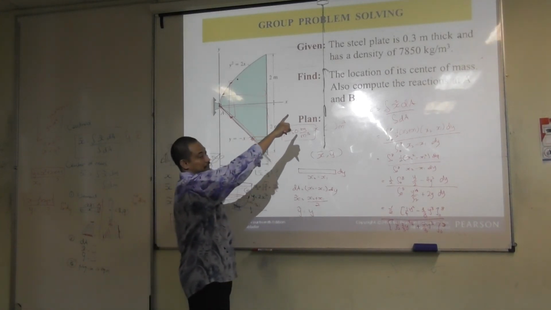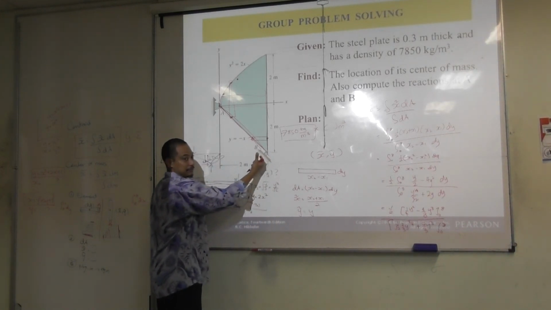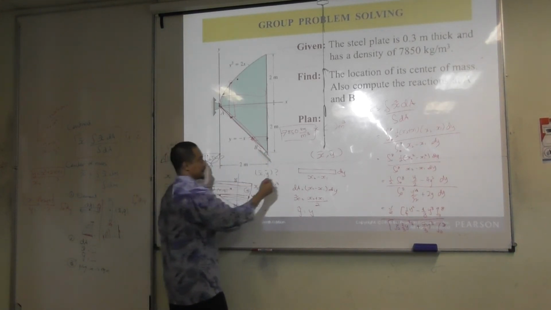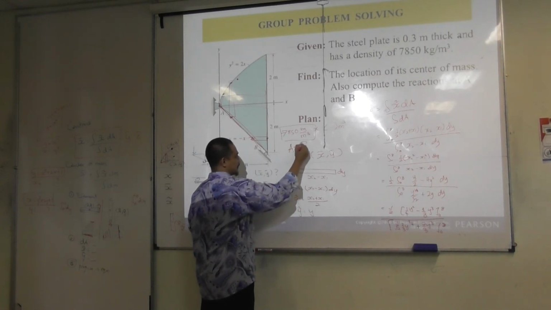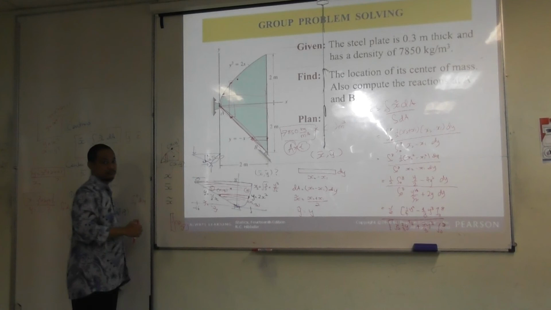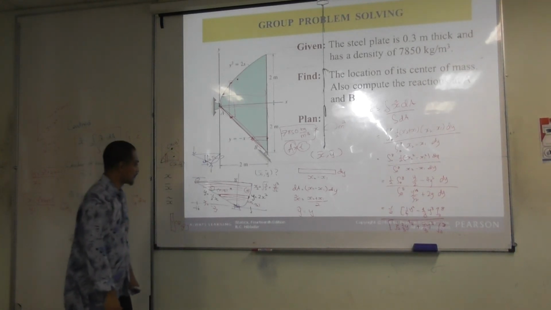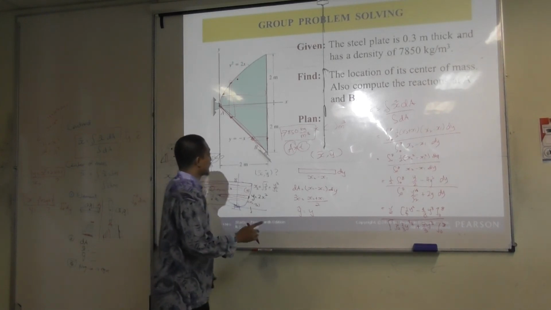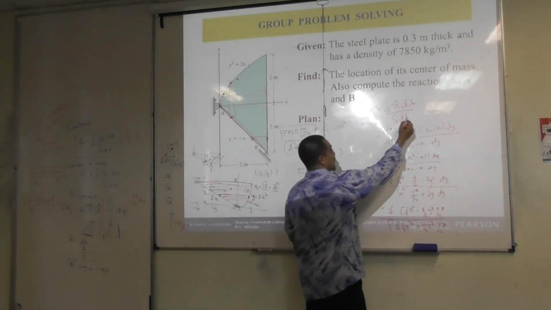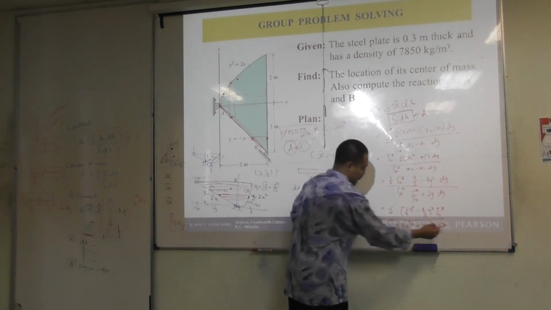Okay, thickness is given, right? So you have to get the area, right? Meaning area times thickness. Thickness is given. How to get the area? From the x times y. Okay, if you understand this one, this equal to what? Area, right? Yes. So you just take this one.